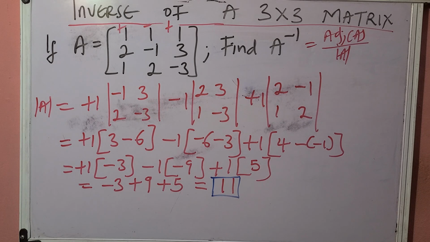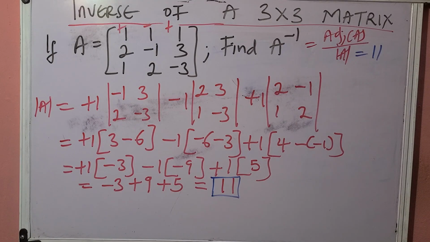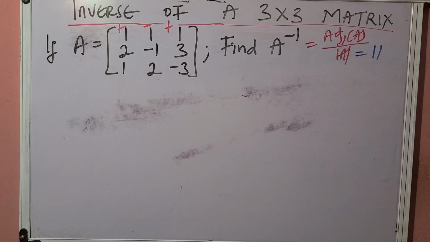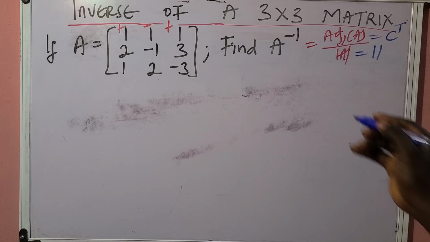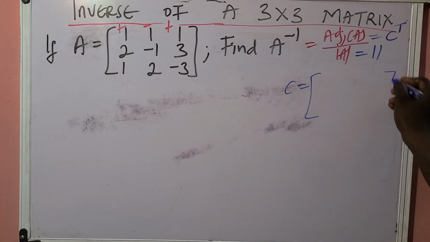So we then go on to find the adjoint of A. The determinant of A is given as 11, so we are left with finding the adjoint of A. The adjoint of A is always given as the transpose of the cofactor. So the adjoint of A is always the transpose of the cofactor matrix. We have to go on to find our cofactor matrix, then we go on to transpose it.